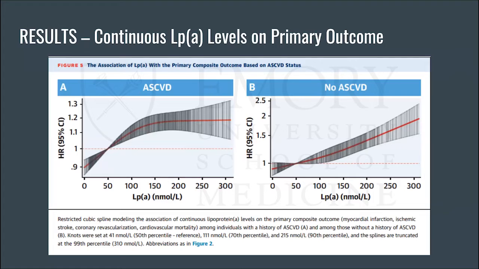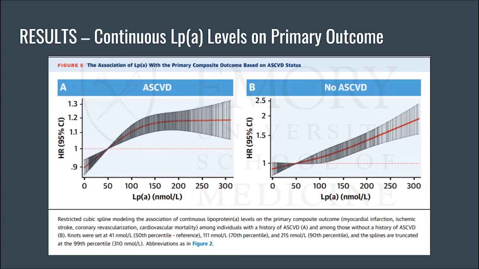Finally, the last figure demonstrates a really cool restricted cubic spline modeling, which shows with the red lines here the ASCVD groups on the left and the no ASCVD groups on the right. If you're using 50 nanomoles per liter as your reference point for your hazard ratios, you see this interesting increase but almost plateau effect for those that had ASCVD as you get to about 150 to 200 nanomoles per liter. However, in the no ASCVD group, the higher that lipoprotein A level goes, the higher that hazard ratio goes as well.